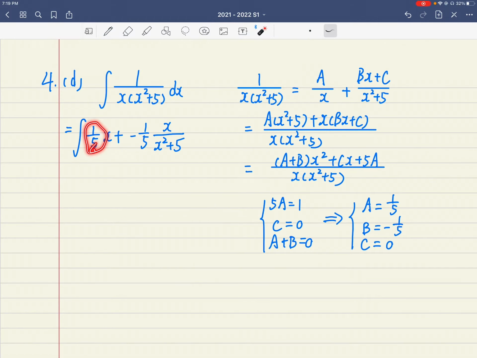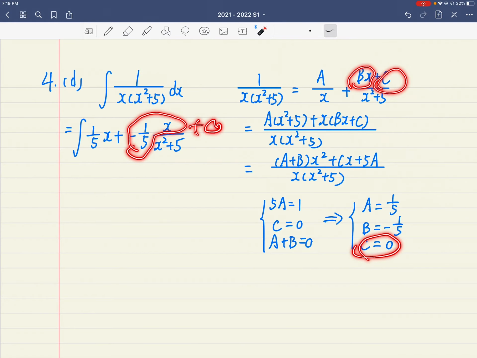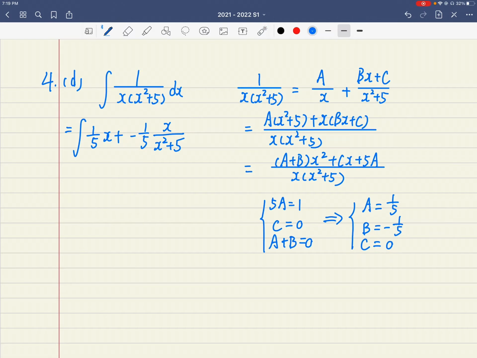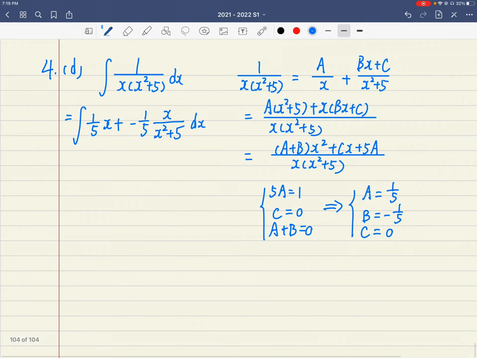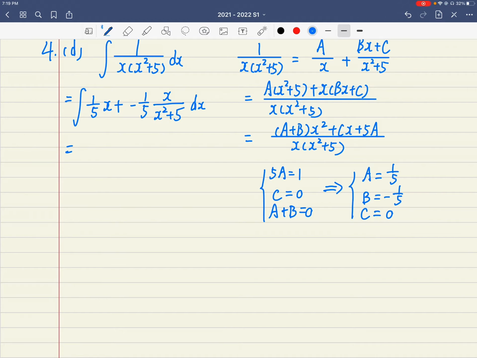Here, this 1 over 5 is a. This negative 1 over 5 x is bx. c is 0, so here it's 0. And now the integration is much easier. So the first part, you integrate x, what you get is half x squared, and you have a coefficient 1 over 5. Then the second part, minus 1 over 5.